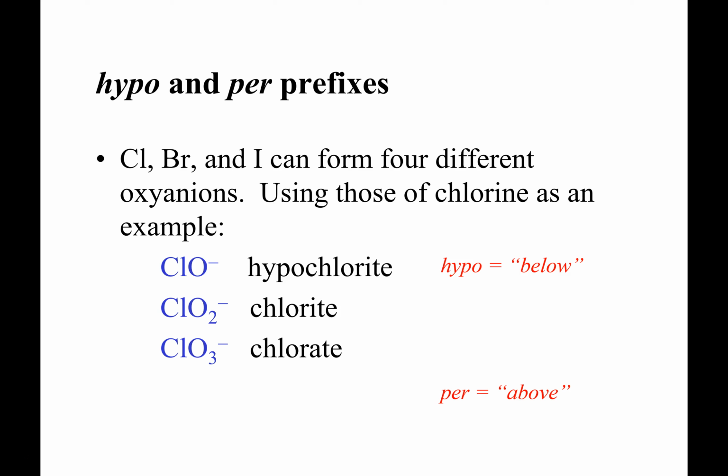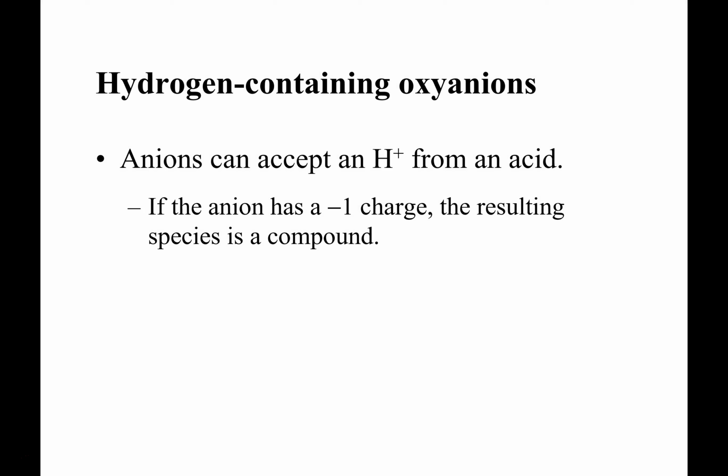And I don't know what to say about the per. We add the prefix per if you have more oxygens than the chlorate. So perchlorate is ClO4 -1. And you can actually see that chlorine does that, bromine does that, and iodine does that. Okay, that same pattern.